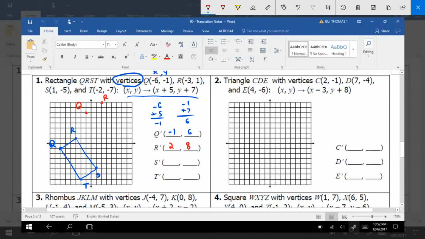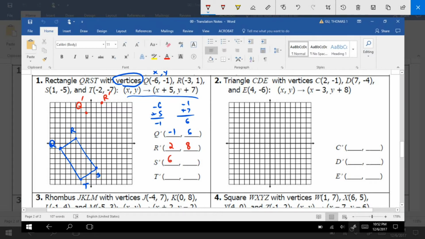Oh, by the way, I almost forgot. On your image, you're going to put, see, it's not Q anymore, because Q, remember, started down here. This is the image. So we're just going to put Q prime and R prime. There we go. And then the new S is going to be 1 plus 5. That's going to be 6.